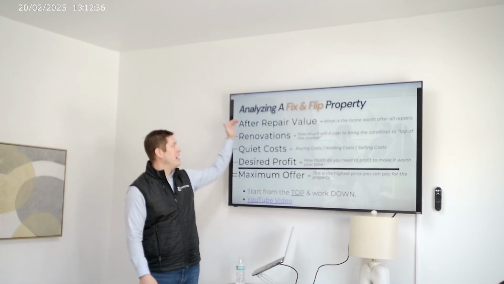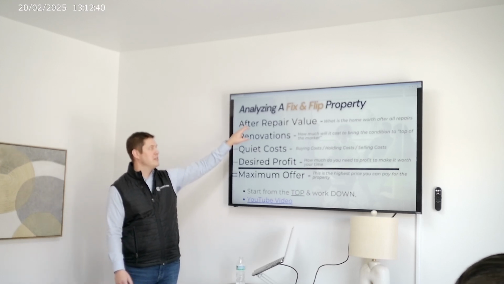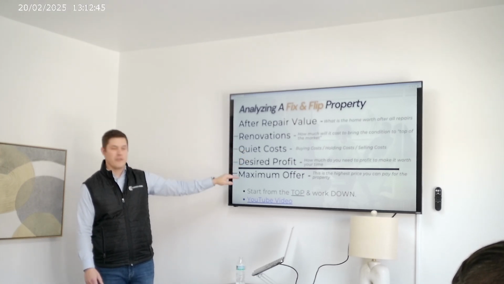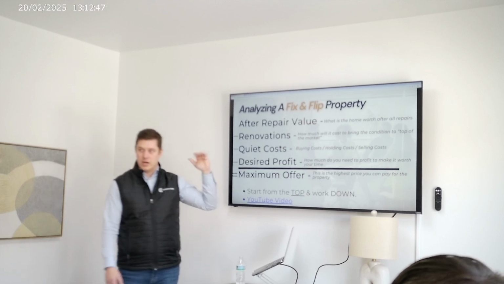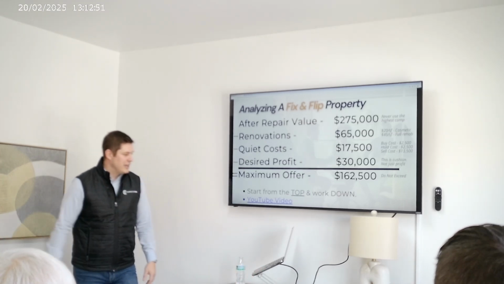So start from the top. This is the number one thing. You buy it right by having this number correct and this number correct. So start from the top and work down. Never start from the list price and work up. Always start from your ARV and work down. So here's an example.